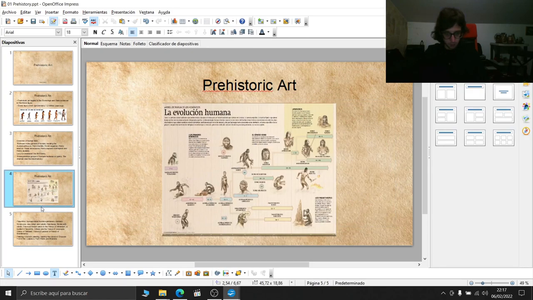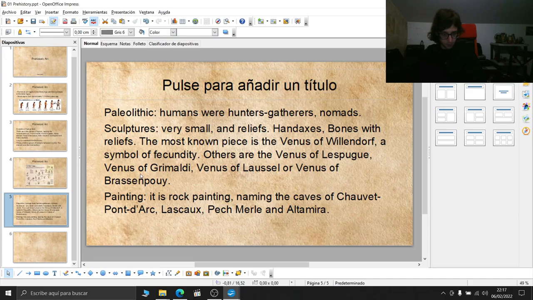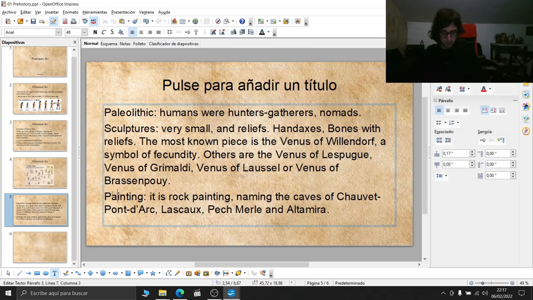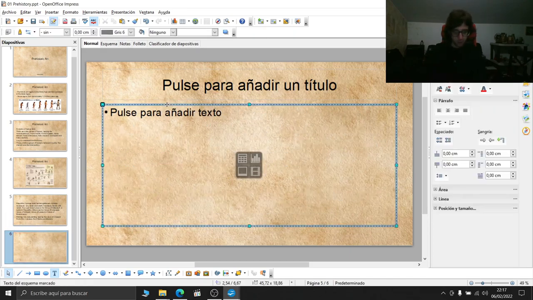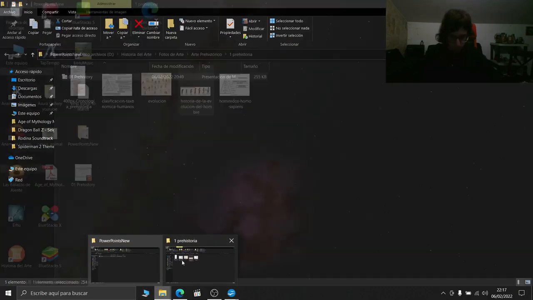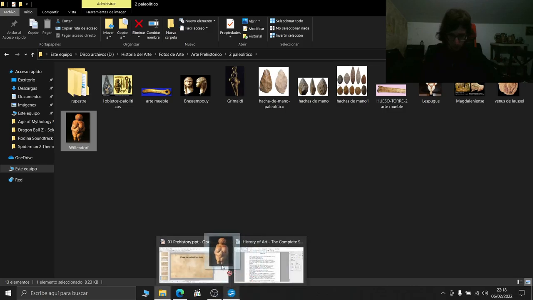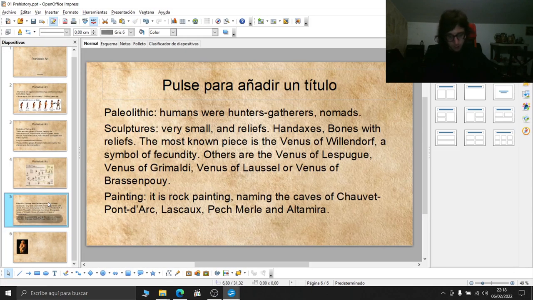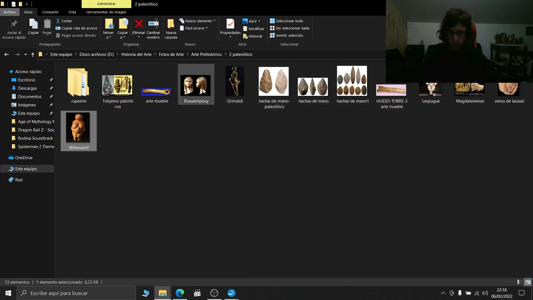I'm not going to put all the pictures, just a few. And in fact, I'm going to divide this. I'm thinking how to divide this. Or no, not divide. I'll just... Paleolithic. Willendorf. Venus of Willendorf, Venus of Lespugue. Grimaldi, Brassempouy.